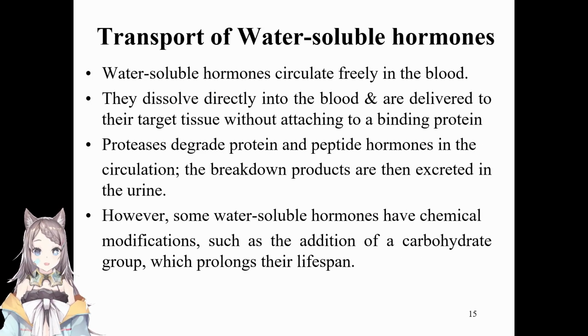For water-soluble hormones, on the other hand, they are freely flowing in the blood. They dissolve directly into the blood and are delivered to their target tissue without attaching to any binding protein. Proteases may degrade protein and peptide hormones in circulation, and then the breakdown products will be excreted in the urine. However, some water-soluble hormones have chemical modifications, such as the addition of a carbohydrate group, which prolongs their lifespan.